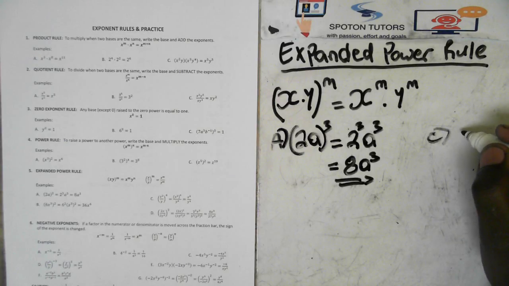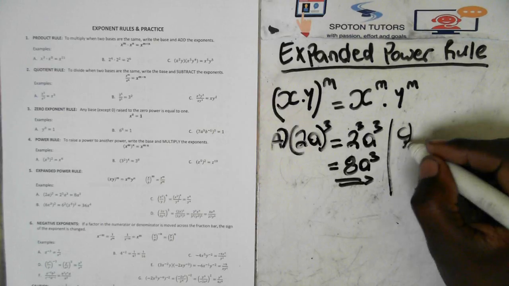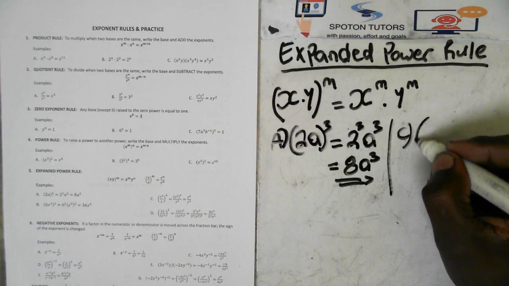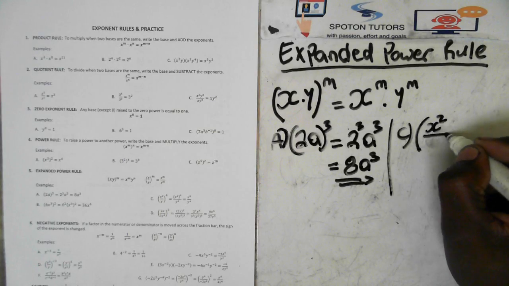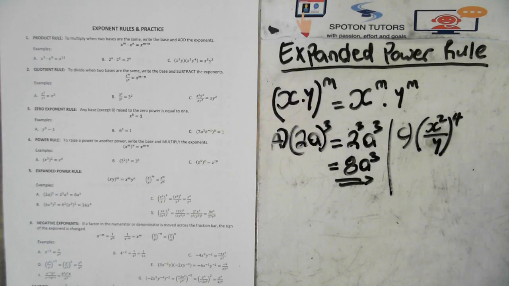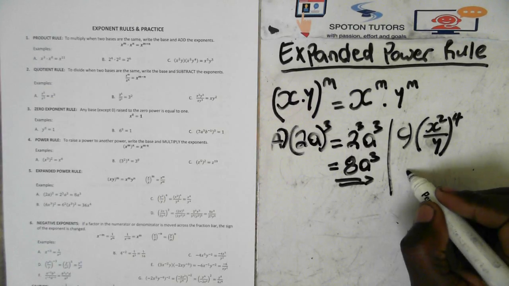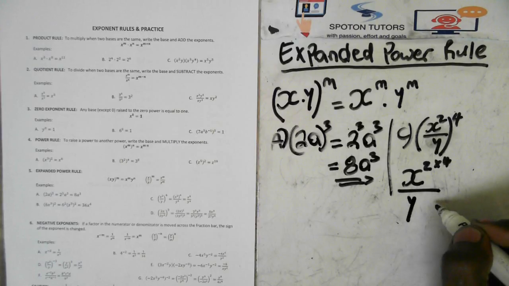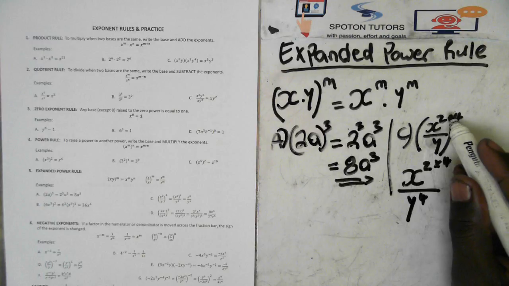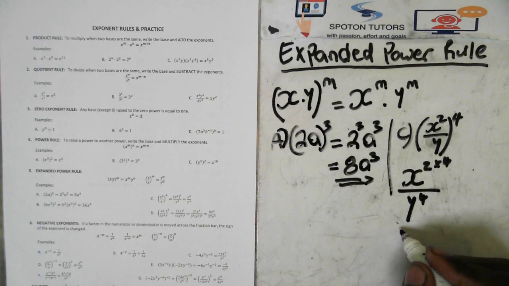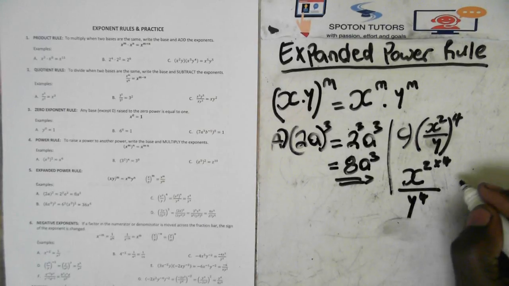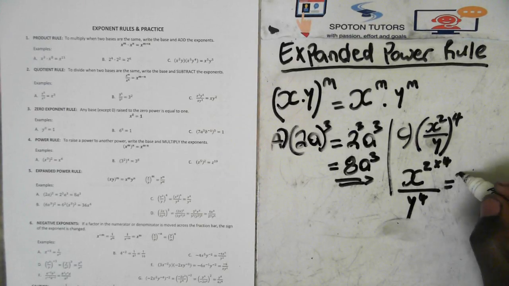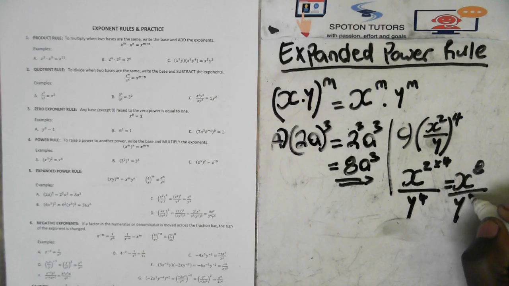Number C says the following to you: open bracket, x squared over y, close bracket, to the power 4. Expanded power notation applies here. It says that x to the power 2 times 4 divided by y to the power 4. So that power 4 is applied here, and it is also applied on y. What does it give you? Okay, let me write my working here. It gave you x to the power 2 times 4, 8, over y to the power 4.